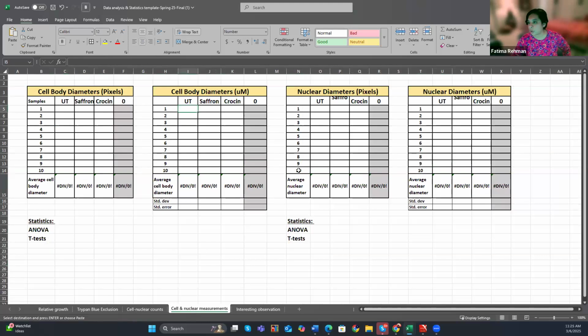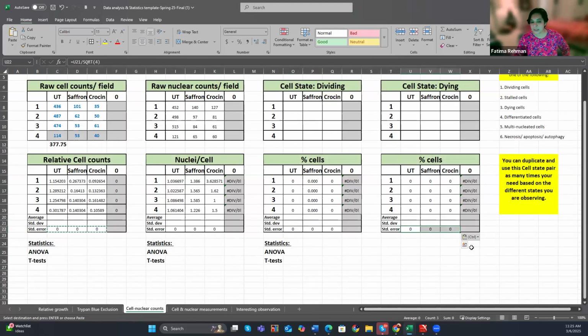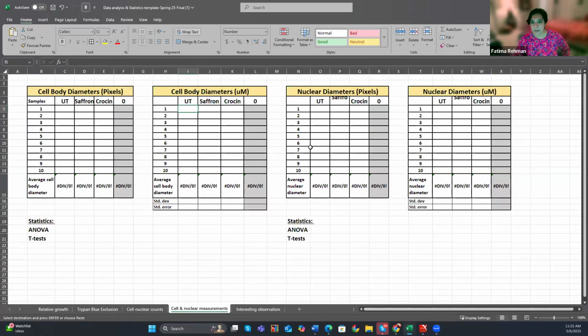You will then use one of the two between dividing and dying. That's why it only gives you one place. So you decide between dividing and dying which one you want to show. And same here, you decide between cell body diameters versus nuclear diameters, which one is showing something interesting, shows a difference. Either way, you need to show at least one, but you can pick which one of the two you want to focus on.